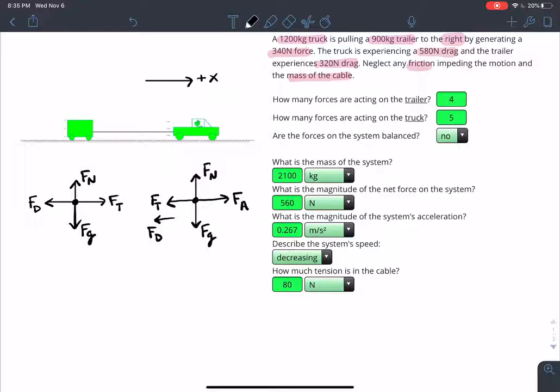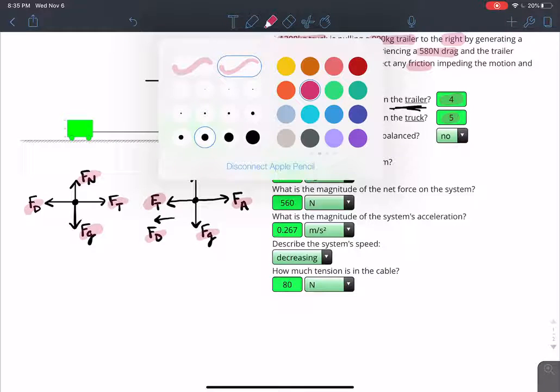So how many forces are acting on the trailer? We see it's 1, 2, 3, 4. How many forces are acting on our truck? Normal force, applied force, gravitational force, drag force, tensional force. 5 forces. That is the most that I think we've dealt with yet.